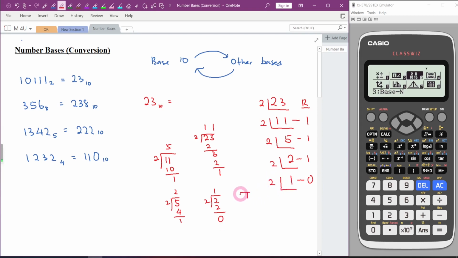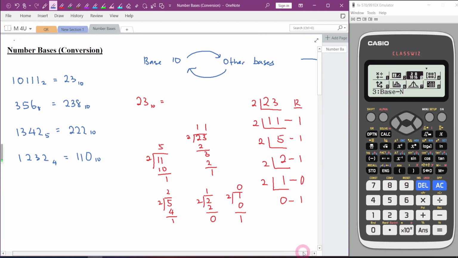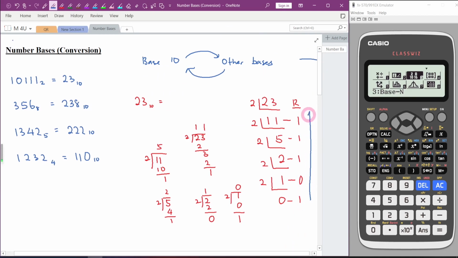So 1 divided by 2. Here we need to put a 0. Right? So the remainder is 1. Okay, now you see 0, you can stop. So our answer, you have to read it from the bottom to the top. Okay, let me use another color. From the bottom to the top: 1 0 1 1 1, correct? 1 0 1 1 1.